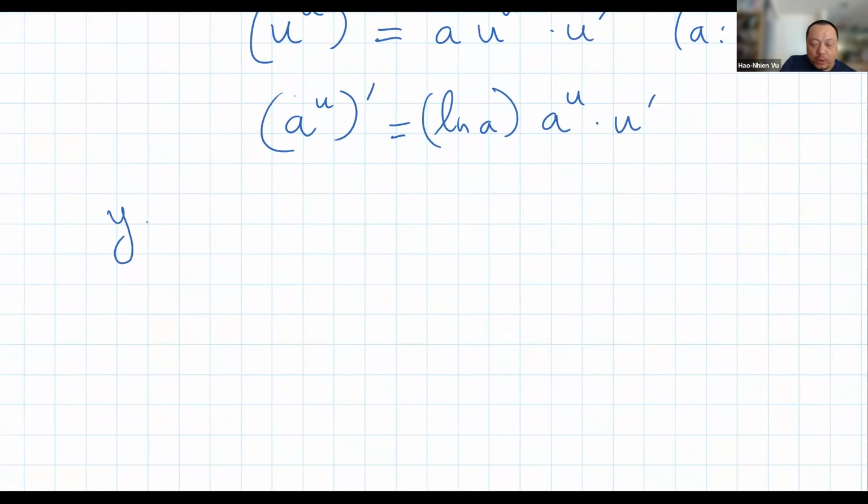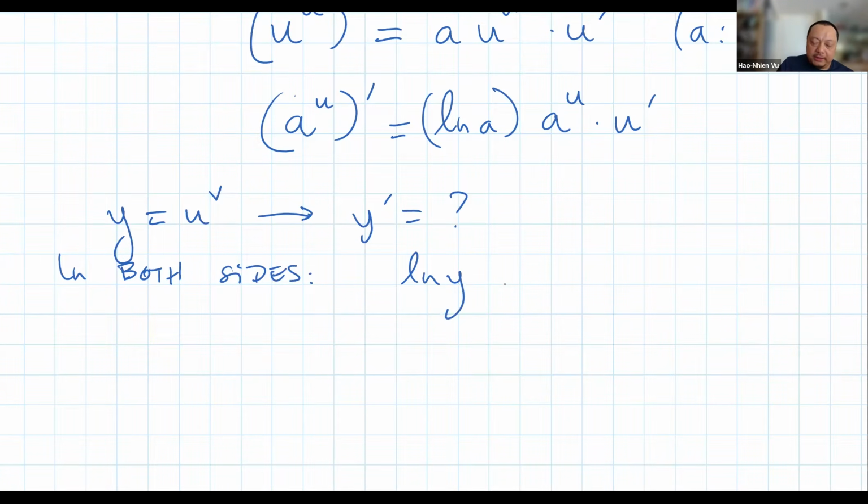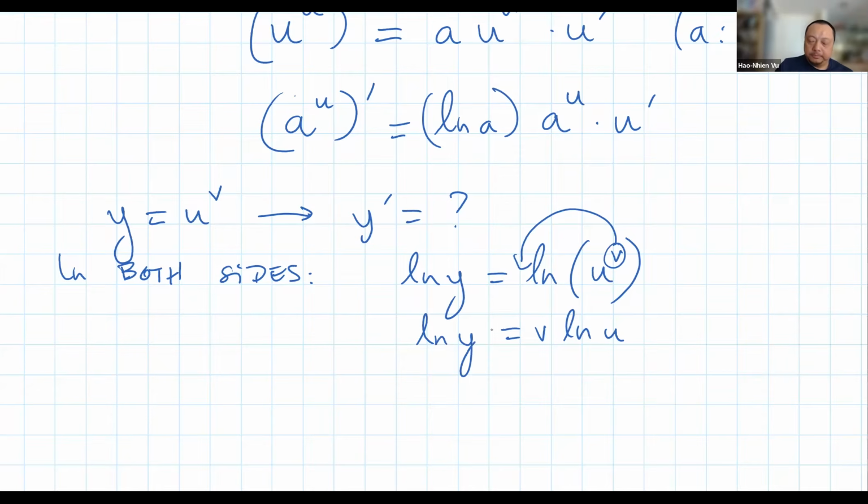You're given a function y is u to the v, where both u and v are functions of x. And we need y prime. Well, what you do is you take ln both sides. Then you end up with ln of y is equal to ln of u to the v. Using properties of logarithm, ln of u to the v means you bring the v out in front. Then you end up with v times ln of u. That's ln of y. Now you differentiate both sides.